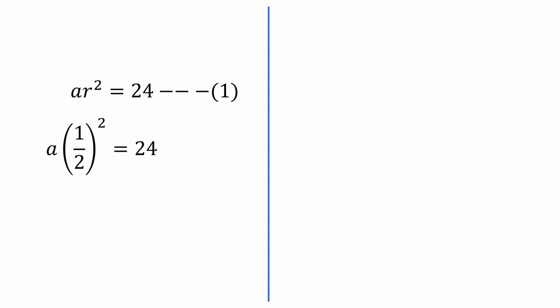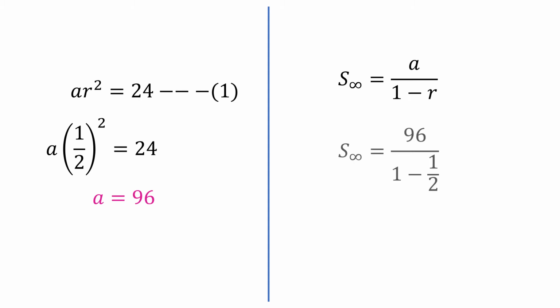Now we need to find the first term. Let's say I choose the first equation. So I start from ar squared equal to 24. Substitute the value of r, which is 1 over 2 that we have before, and simplify, we get a equal to 96. Next, we need to find the sum to infinity. By using this formula that we have discussed before, just substitute a and r and calculate, we get S infinity equal to 192.